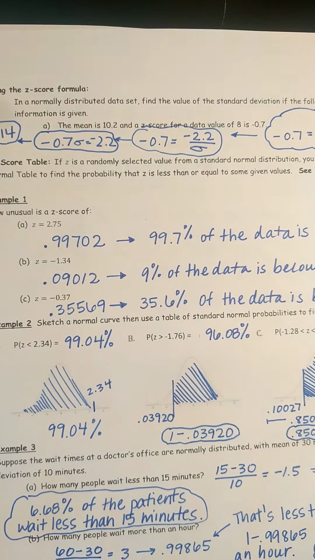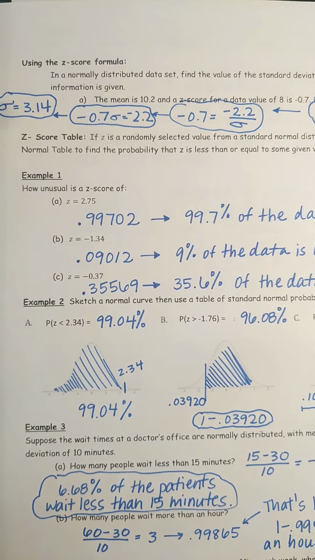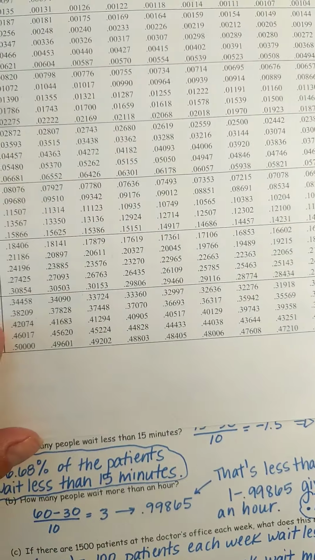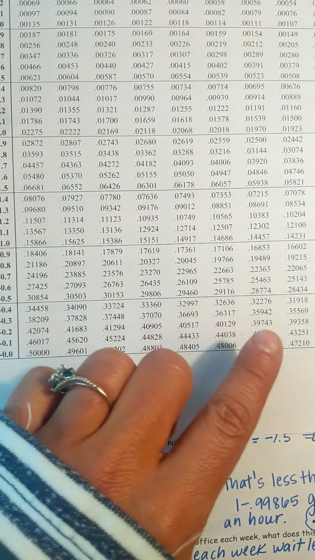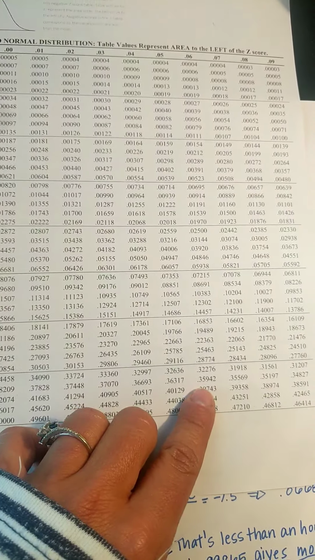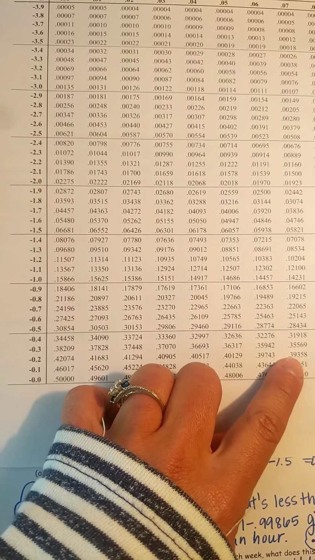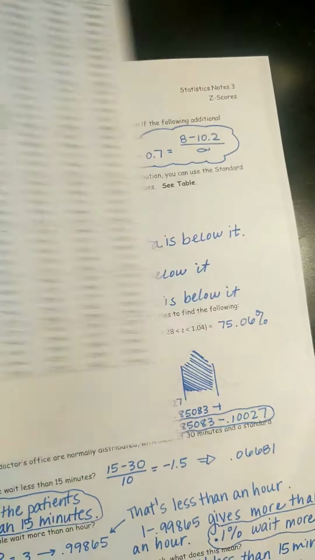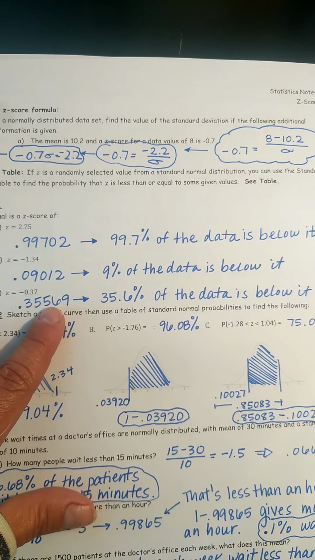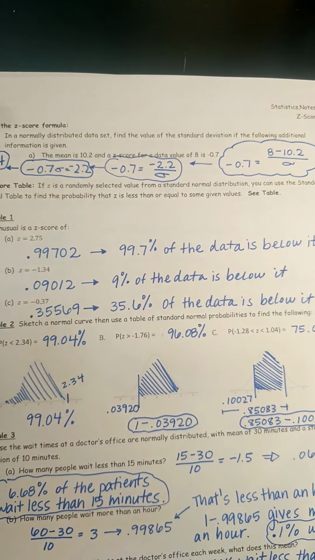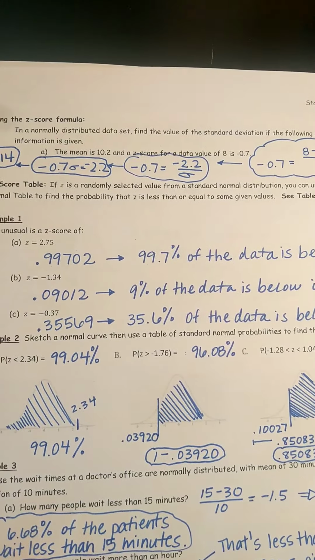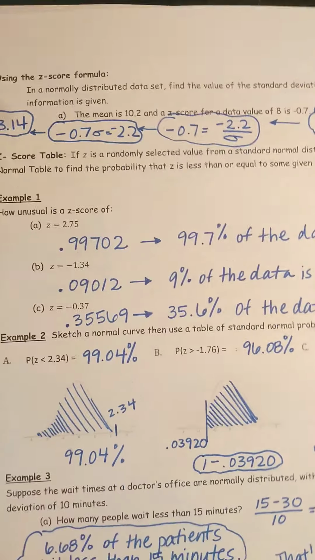Last one of this kind, negative 0.37. So I go negative, I find the 0.3. There it is, negative 0.3. I go over to the 7. I have to pay attention sometimes, and use something to help me keep my line spacing. I get 0.35569. Move the decimal twice. 35.6% of the data is below it. All right, that's example 1, just the basics of using that standard normal table.